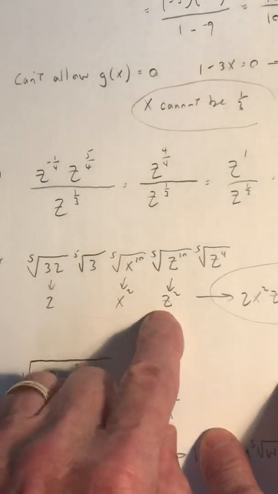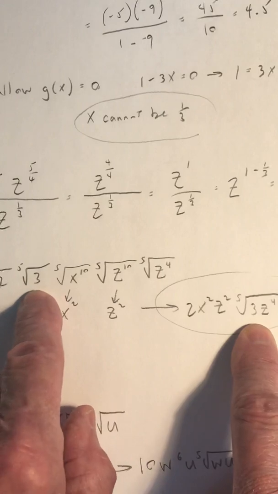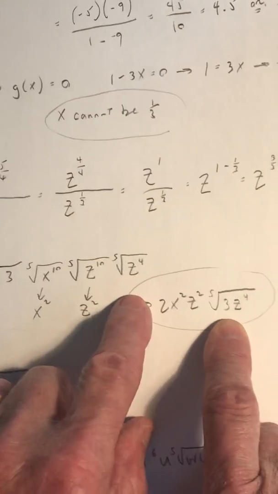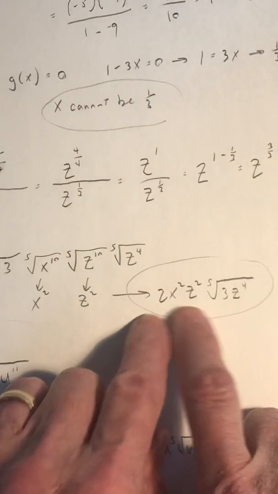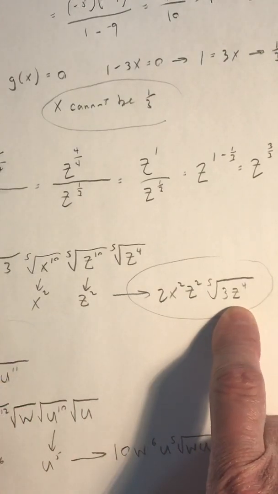So these three are on the outside now. And what's still in the radical sign? The 5th root of 3, 5th root of z to the 4th. So there we go. 2x squared z squared, 5th root of 3z to the 4th.